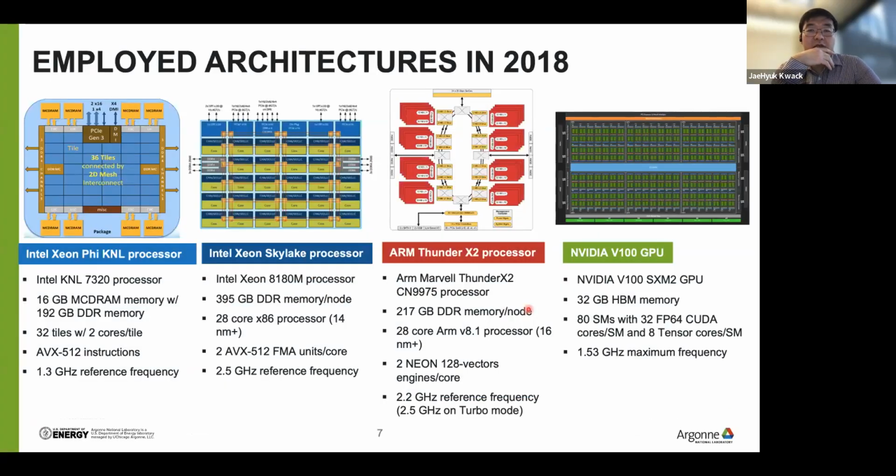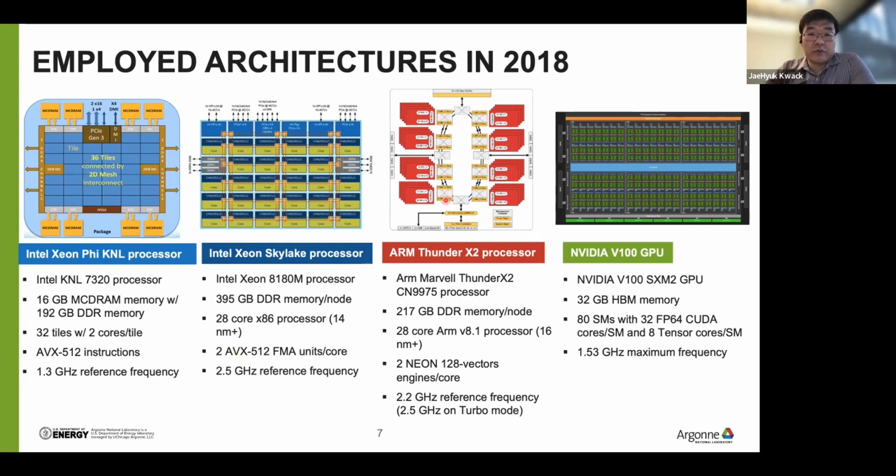So these are the architectures employed in the 2018 timeframe. We used the Intel Xeon Phi KNL processor as a kind of reference processor. In 2018, KNL was an outdated architecture, but we used it as a reference. And we chose the Intel Xeon Skylake processor, one of the most powerful processors in 2018. It has 28 x86-based cores, and each core has 2 AVX-512 FMA units. Its vector length is 512 bits, which is very long.